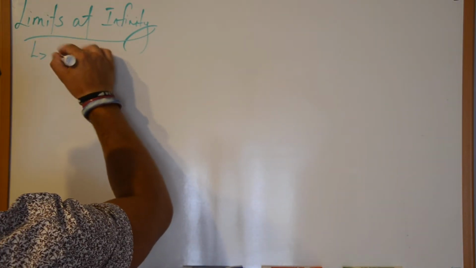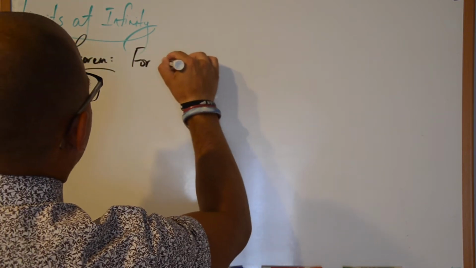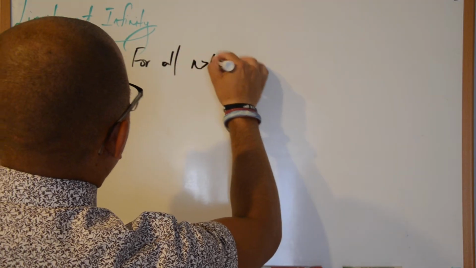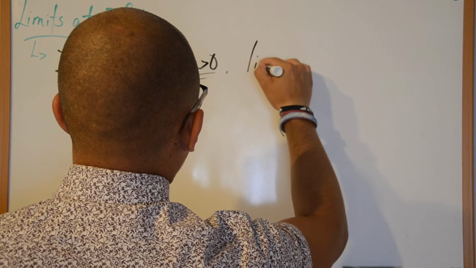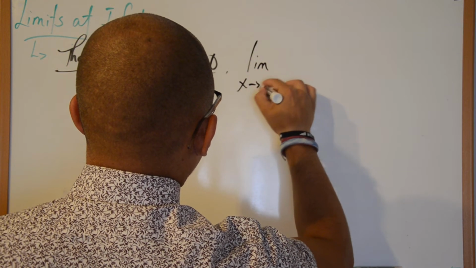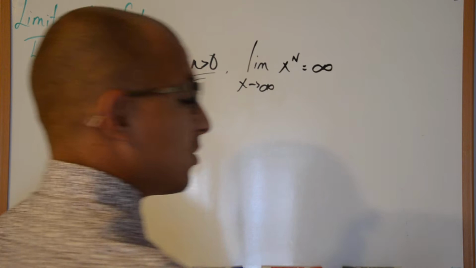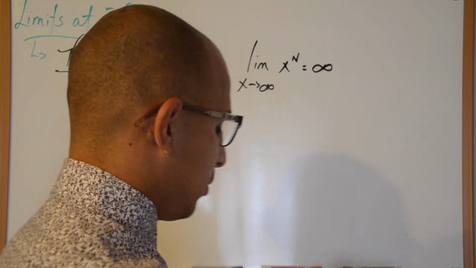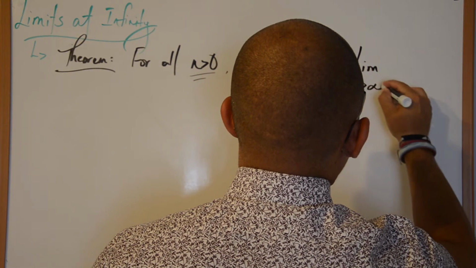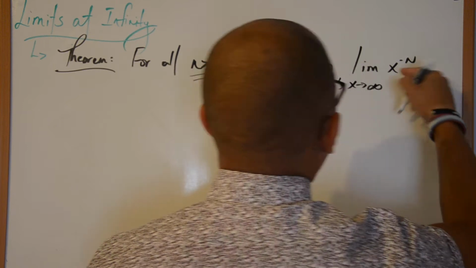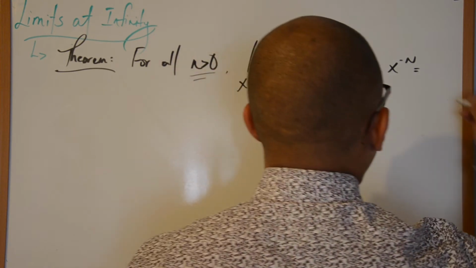Okay, so quick theorem. For all n greater than or equal to 0, that is key. The limit as x approaches infinity of x to the n equals infinity. And this is what I had just talked about with continuous polynomial functions. Now the limit as x approaches infinity of x to the negative n, this now becomes rational, because we have 1 over x to the n power.